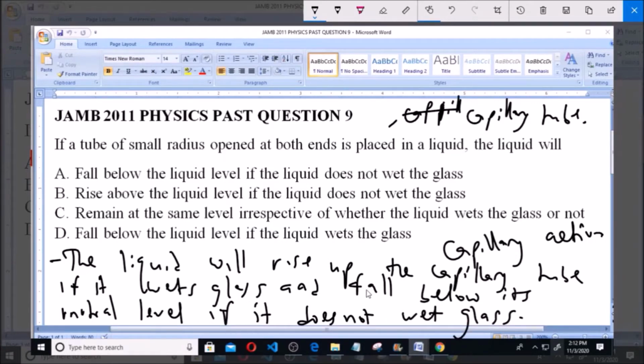Now the last part of what we just stated says fall below its initial level if it does not wet glass, and that is what is seen here in option A. Fall below the liquid level if the liquid does not wet the glass. So option A is what is observed.